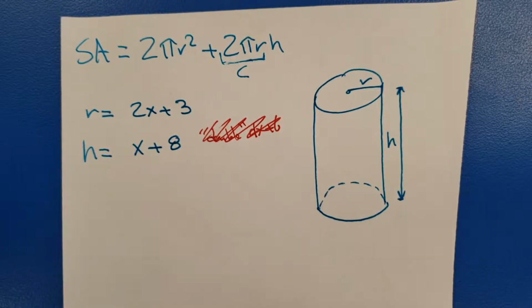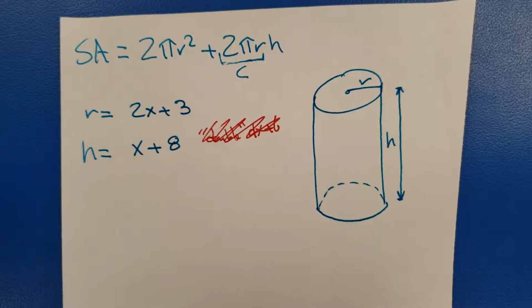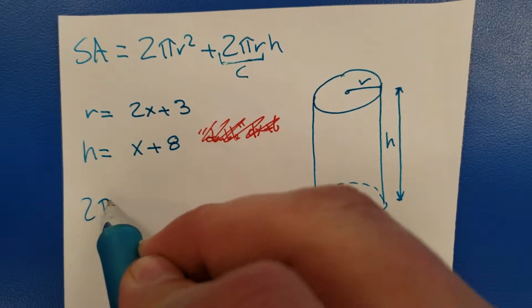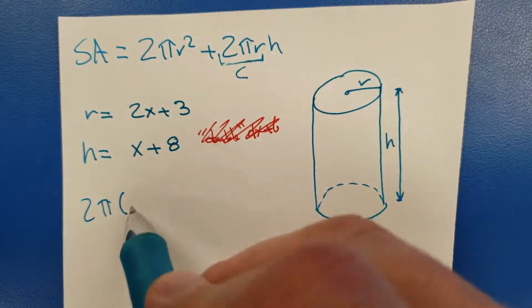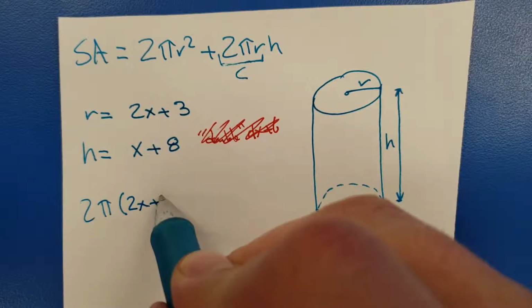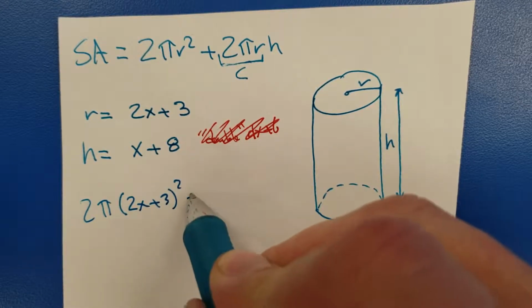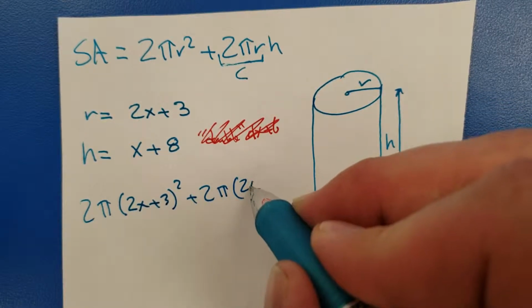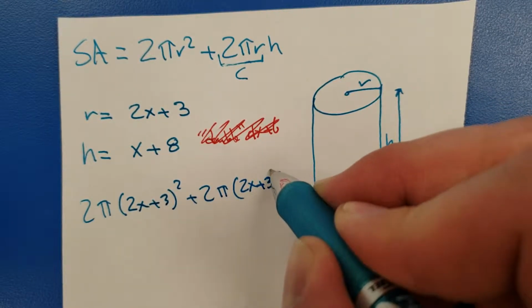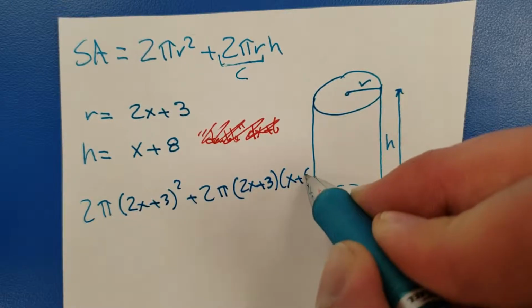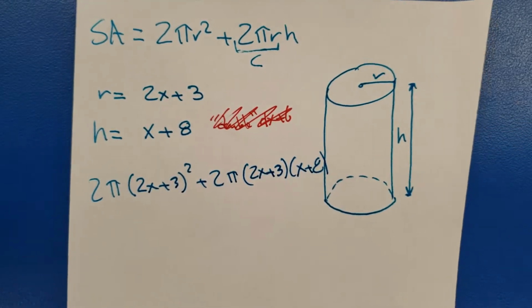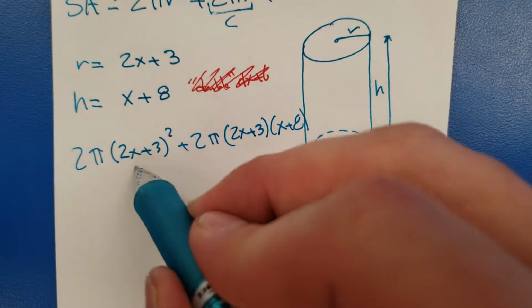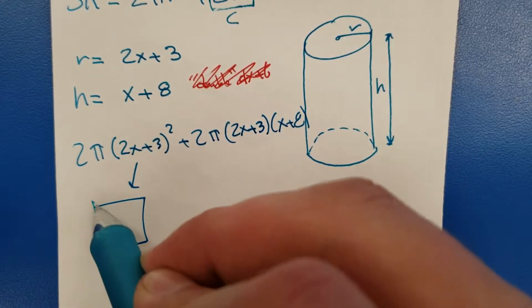Best case, or the best thing you can do, friends, is write the whole thing out. So we got to go 2 pi bracket. The radius is 2x plus 3 squared plus 2 pi times the radius, which again is 2x plus 3, times an x plus 8. Ooh, look at that, almost ran out of room. Okay, so I got 2 poly boxes to make here. Here we go. So I'm going to make a 2 by 2 poly box.